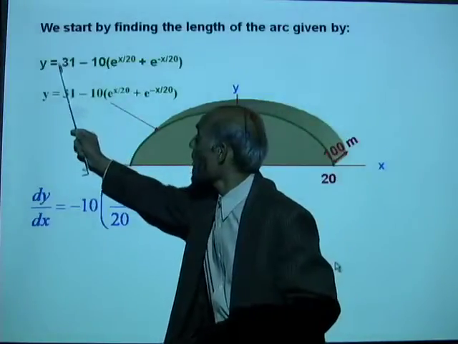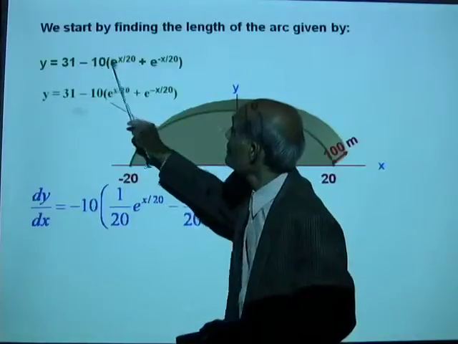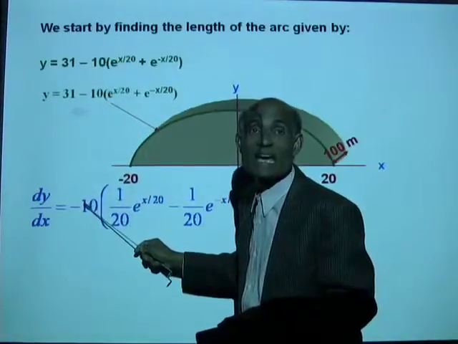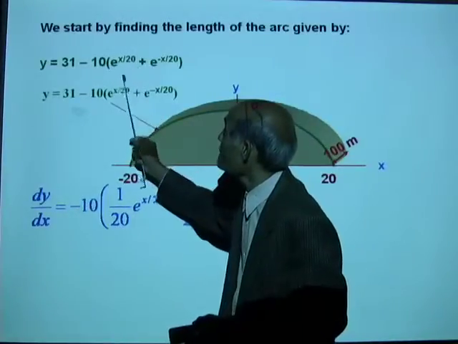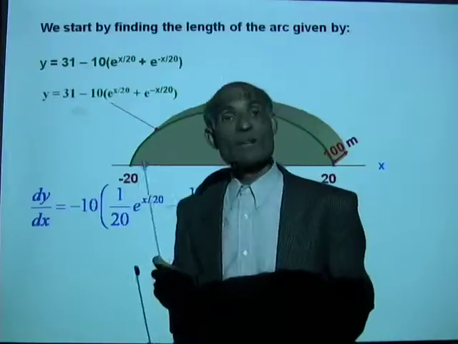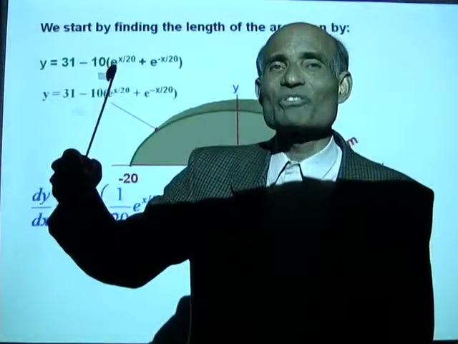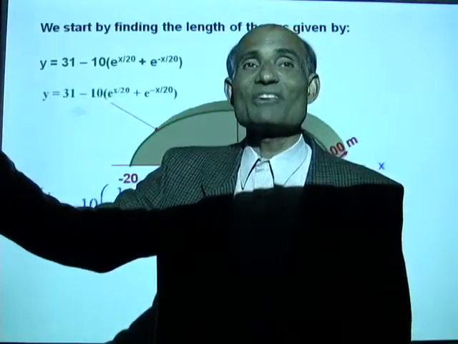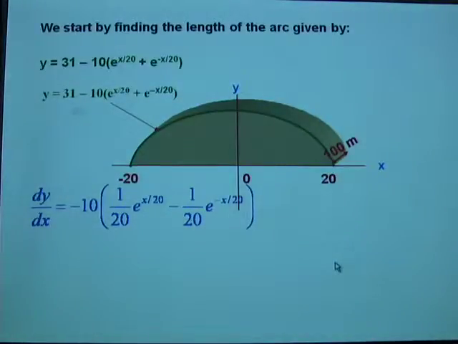The derivative of 31 is 0, and this quantity is multiplied by negative 10, so that negative 10 will stay as it is. And let's find the derivative of each of these. Remember, the derivative of e to the power of ax is a e to the power of ax. Is that right? Okay, let me write it down and see if I can show that to you.